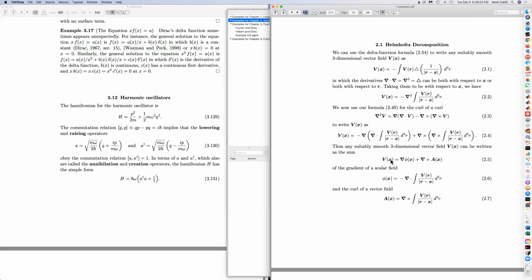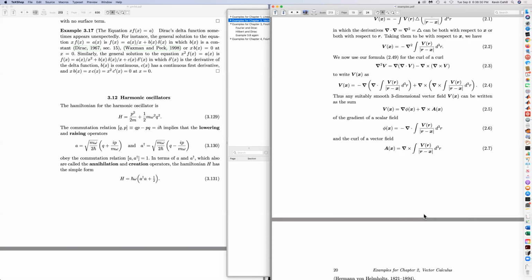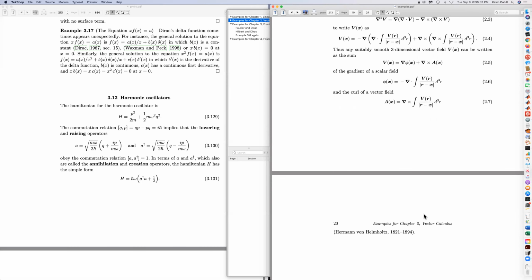And so what we've done, therefore, is we've shown that it's possible to write any three-dimensional vector function of three-dimensional space as the gradient of a scalar plus the curl of a three-dimensional vector. And the scalar field is minus the divergence of this integral, and the vector field is the curl of this integral. And this is called the Helmholtz decomposition. Helmholtz was a remarkably productive scientist. He did work in electricity, mathematics, and medicine, and probably several other fields.